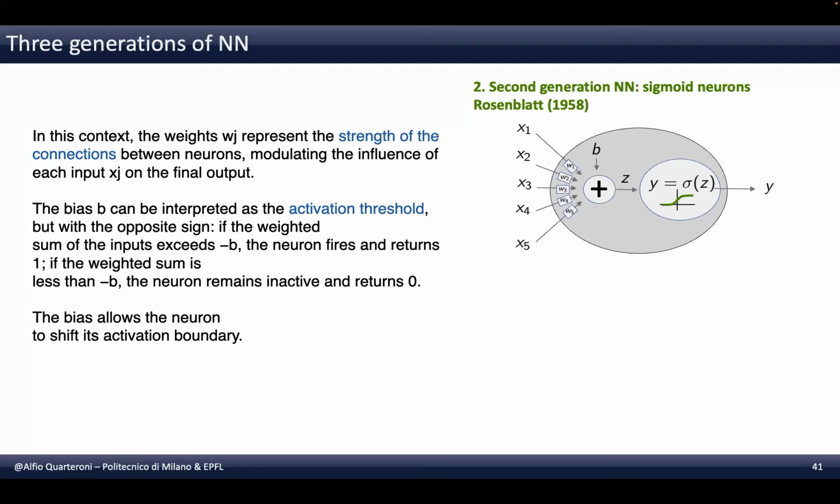And of course, you just have to take into consideration that there is an opposite sign. So if the weighted sum of the inputs exceeds -b, the neuron fires and returns 1. If the weighted sum is lower than -b, then the neuron remains inactive and returns 0. So this is a threshold that is used here, and the bias allows the neuron to shift its activation bound.